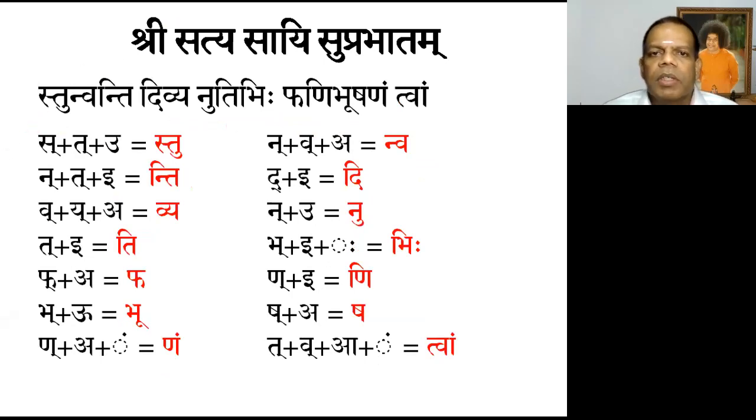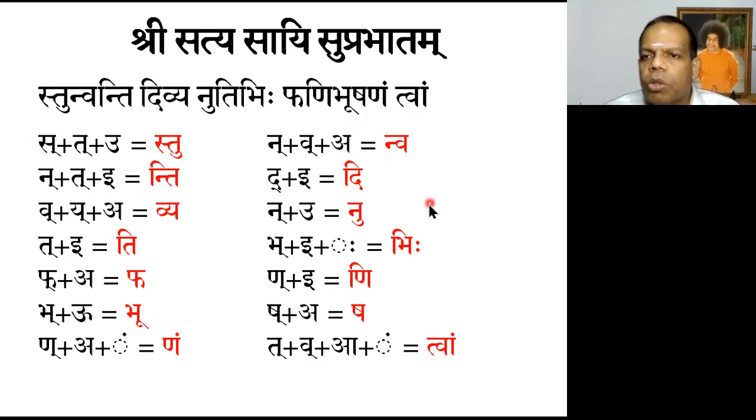I will read the line once and then we will go over the letters. Stunvanti divya nutibhi parni bhushanam tvam. Okay. The first letter is a compound consonant. Is, it, and u. You can see half a sa and tu, stu, stu.